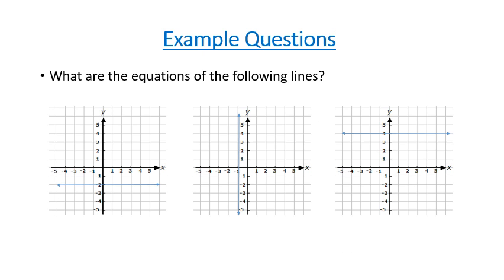Some example questions here. In our first grid on the left, we can see that it's a horizontal line, so it's going to be y equals something. It passes through -2, so therefore it's y equals -2. In our middle graph, we know it's a vertical line, so this is going to be x equals something. And it passes through -1, so you know it's going to be x equals -1. In our last example, it's a horizontal line, so it's y equals, passes through 4, therefore it's y equals 4.